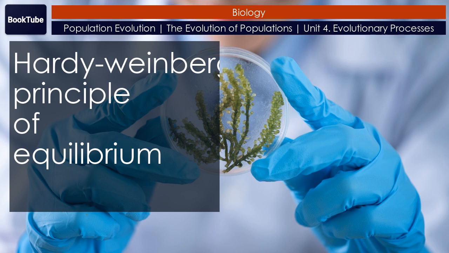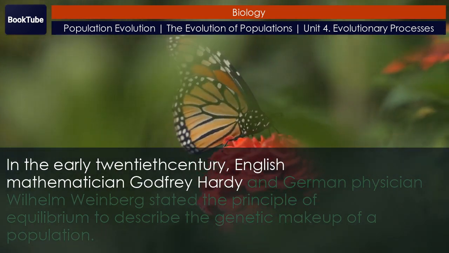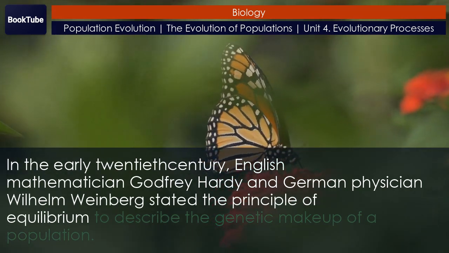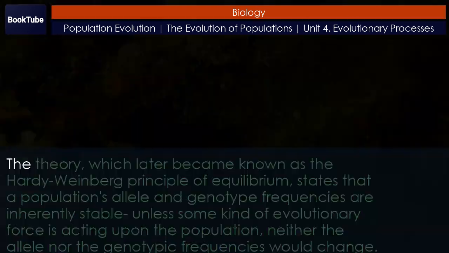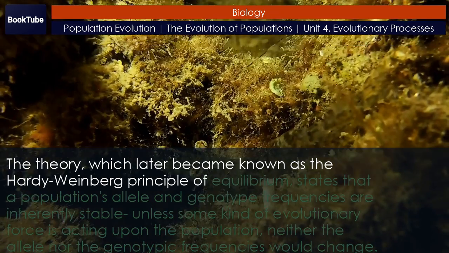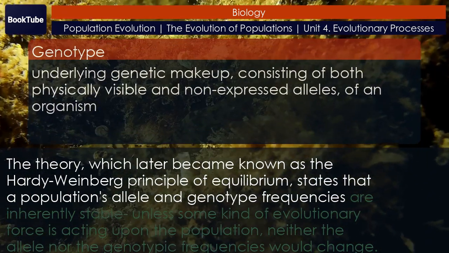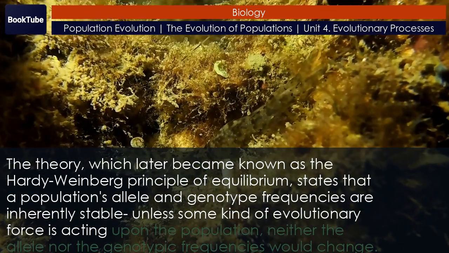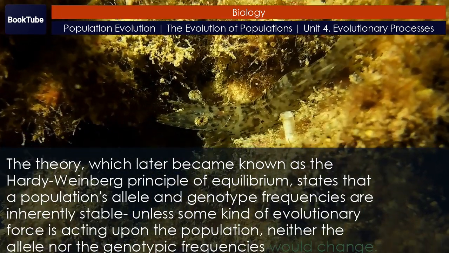Hardy-Weinberg principle of equilibrium. In the early 20th century, English mathematician Godfrey Hardy and German physician Wilhelm Weinberg stated the principle of equilibrium to describe the genetic makeup of a population. The theory, which later became known as the Hardy-Weinberg principle of equilibrium, states that a population's allele and genotype frequencies are inherently stable unless some kind of evolutionary force is acting upon the population. Neither the allele nor the genotypic frequencies would change.